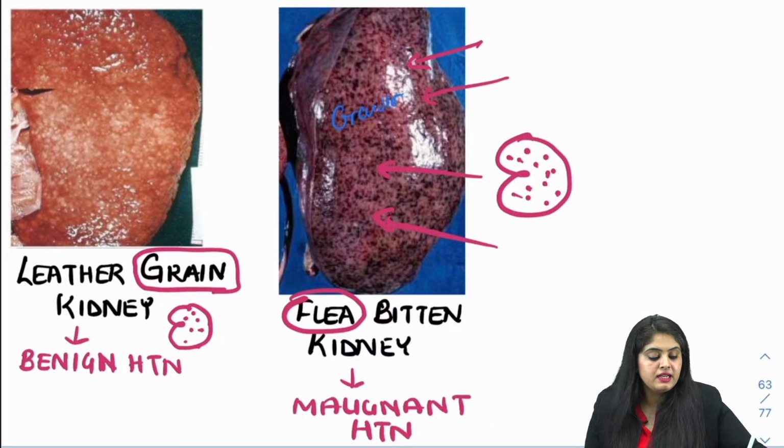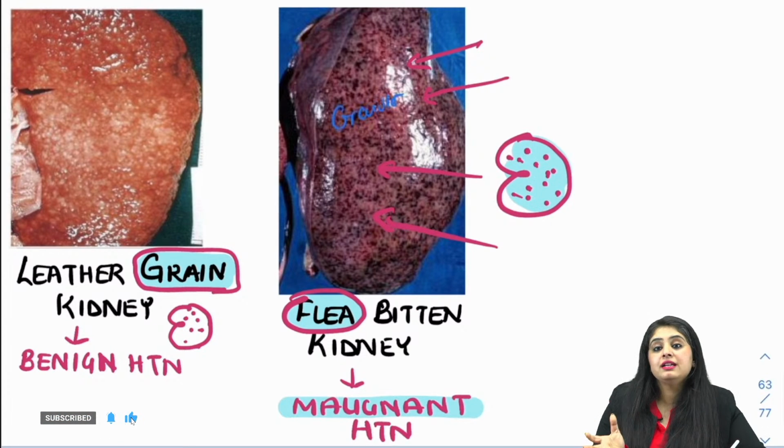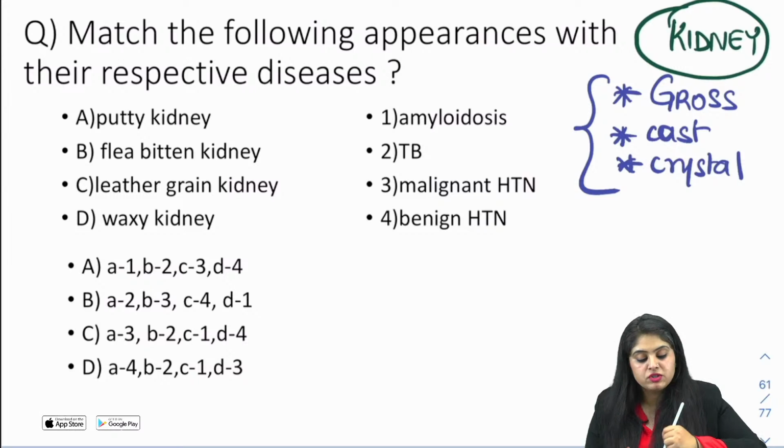So simple. If there's benign hypertension, we'll see granular kidney. If there's malignant hypertension, why the word malignant, and why redness? Because red is a little bit of a malignant color, right? So the one with red dots is going to be malignant hypertension. So simple. Now my question is so easy, guys.